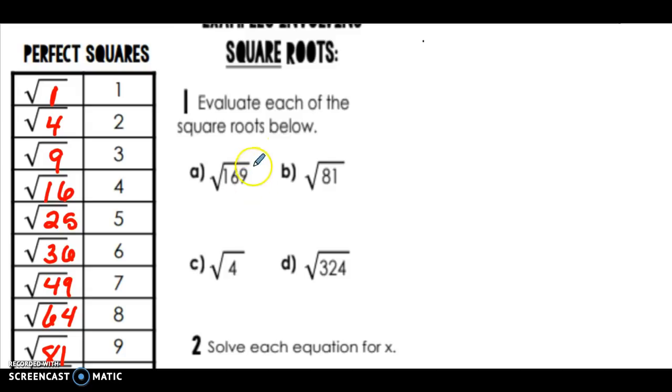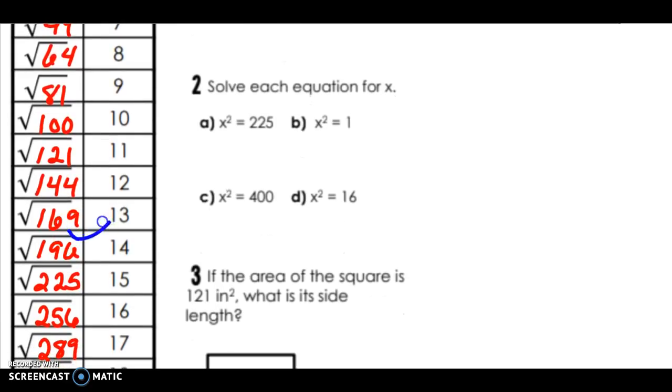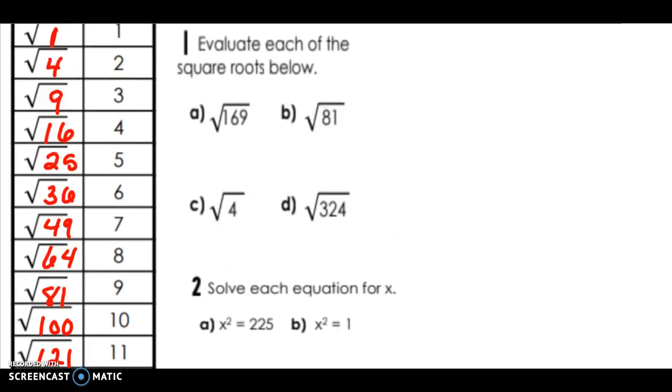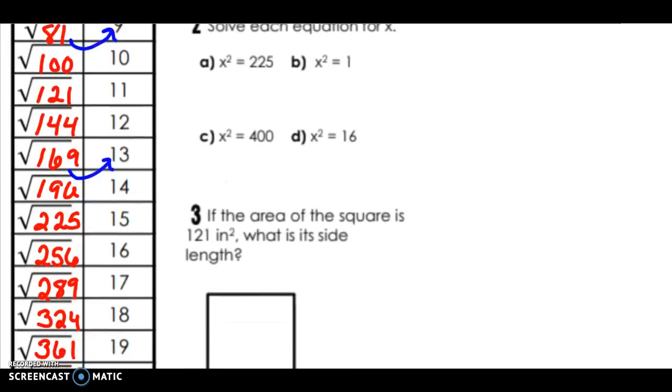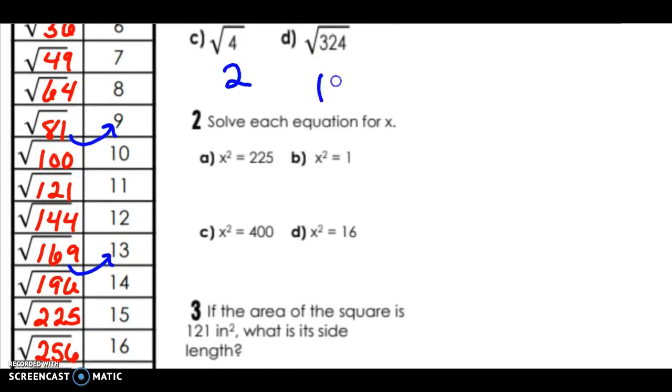So if we look, you'll see that we have the square root of 169. Well, you can quickly look at your chart here and say, okay, the square root of 169 is 13. So that means 13 times 13 is 169. Then the square root of 81, go down looking at your perfect squares. So here's the square root of 81, and that answer is 9. The square root of 4, you might not even have to look at. You might know right away that it's 2. And then 324, all the way down here looking, you can see that it's actually 18.